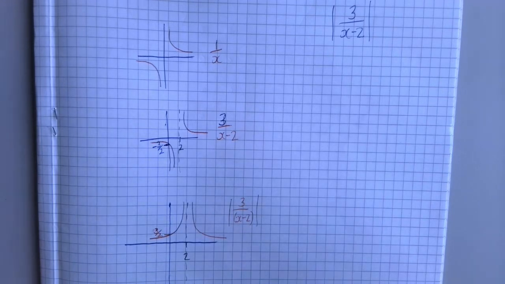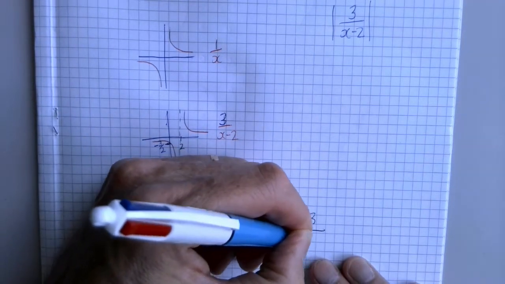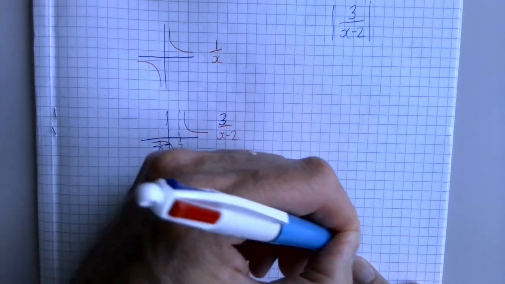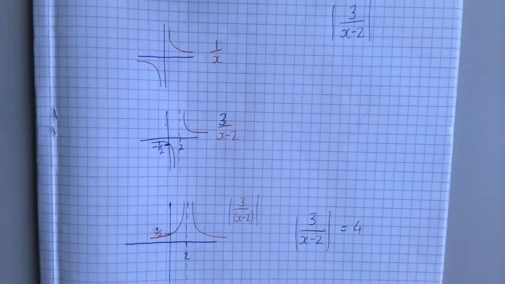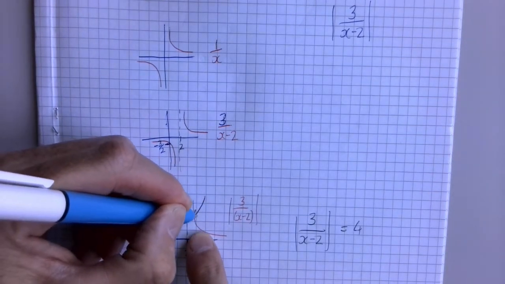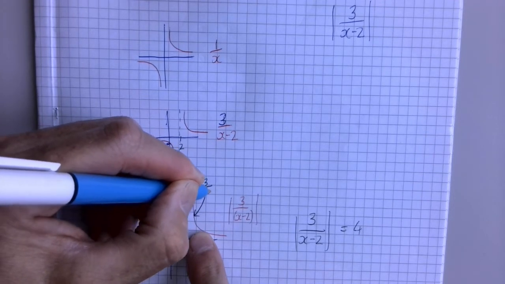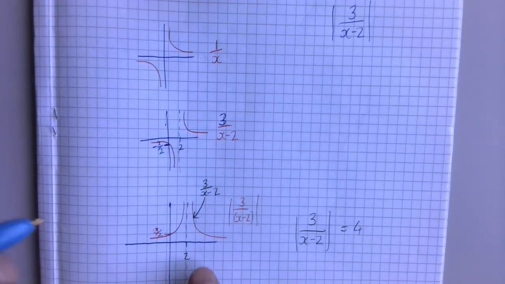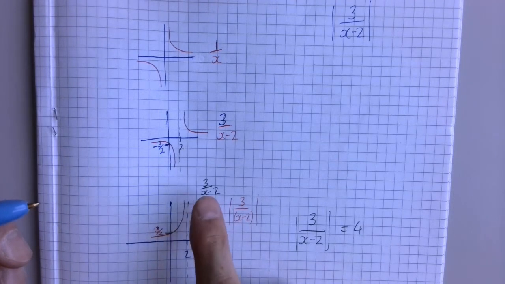So that's the function that we are being asked to consider. And the equation we're being asked to solve in the second part of that is, where does that graph equal 4? Now remember, this branch is 3 over x minus 2. The bounced branch will be this multiplied by minus 1.